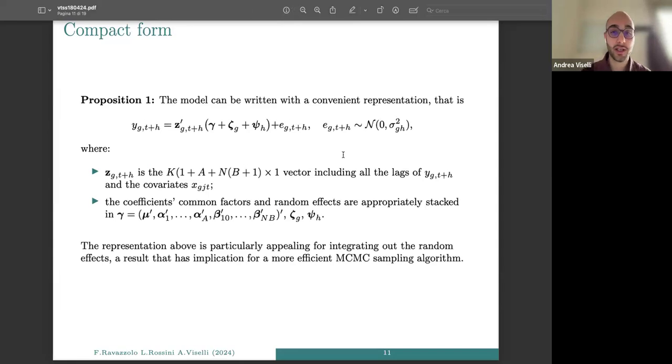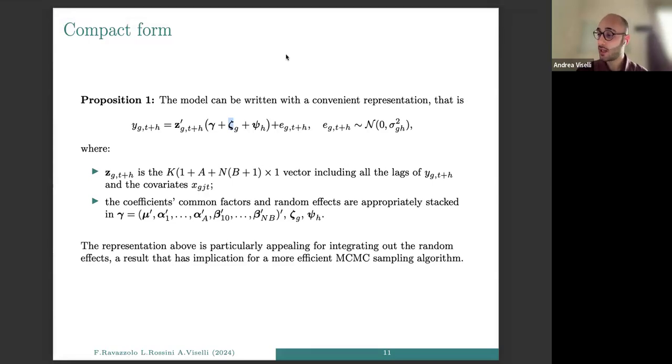We show in the working paper that this model has a convenient representation, which I call the compact form of this model, but in general, it's just an algebraic result, which allows us to rewrite this model with the predictors in the explanatory variables in this vector, and then we group all the coefficients in gamma, and the random effects in Z and psi. So in Z we have the country random effects, and in psi we have the hourly random effects.